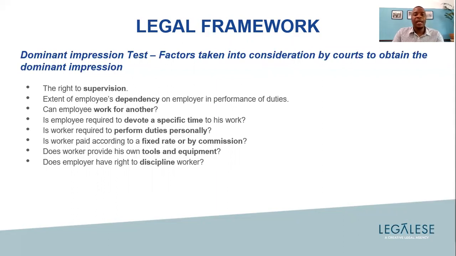And the second one is the extent of the employee's dependency on the employer in the performance of their duties. So in a typical employment relationship, the employer will always have the control over the work that an employee does, how they do it, and when they do it. So this is what is meant by the employee's dependency on the employer in the performance of their duties.